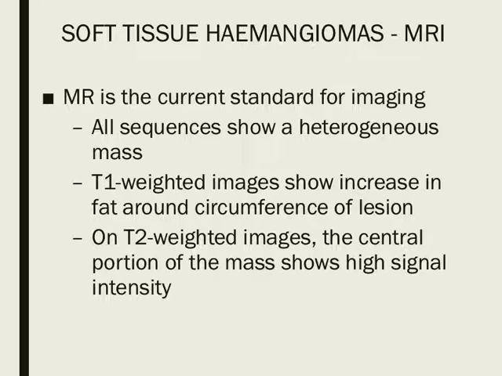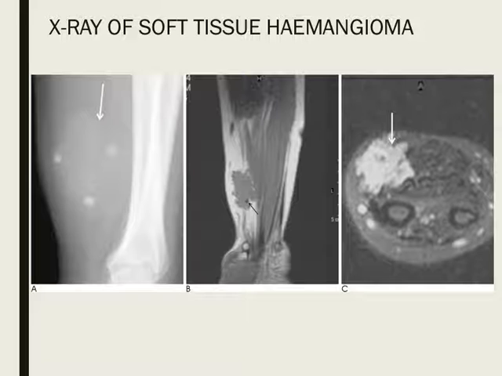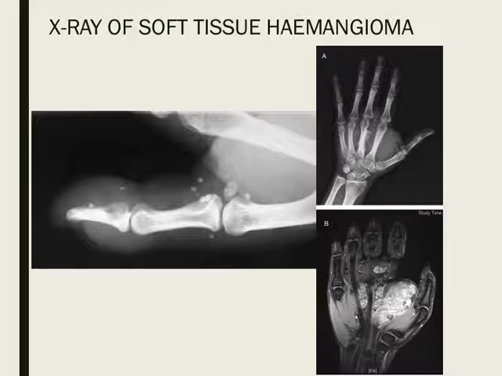Okay. MRI is a major imaging modality. Usually you see a heterogeneous mass. On T1, you have increased signal because of the fat that's surrounding it. And on T2, you also have high signal because of the fat as well as the fluid in it. So this patient had a soft tissue mass. Plain X-ray showed calcific densities within it. Then MRI showed a hypointense lesion on T1, hyperintense on T2, and, as you said, vivid enhancement with contrast.